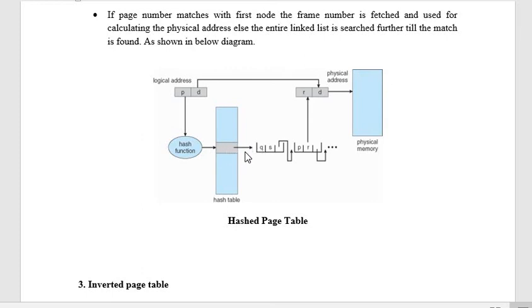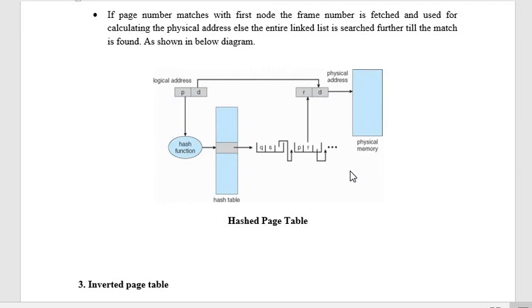Suppose this hash value matches with any page number in the linked list, then that particular frame number will be fetched, in order to know that this page is present in that particular frame. Fetch the frame, add the offset, and get to that particular location. So this is the simple concept of the hashed page table.